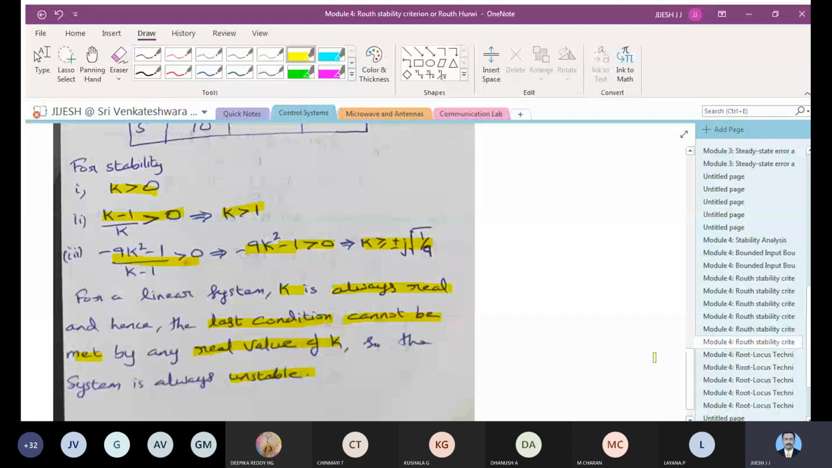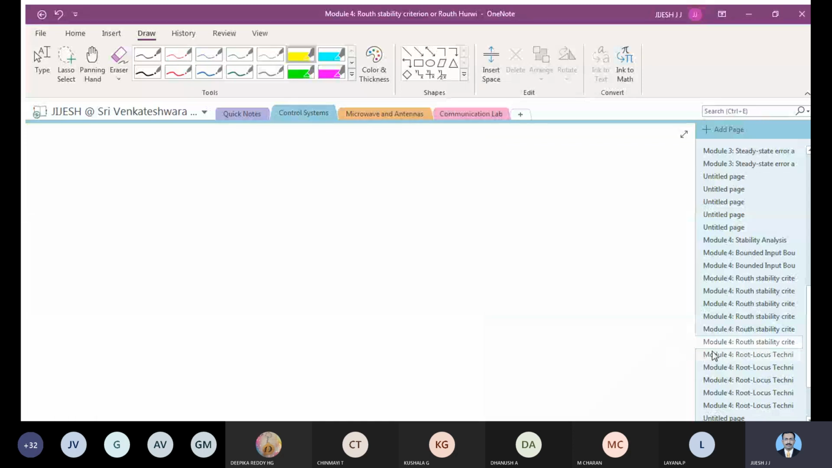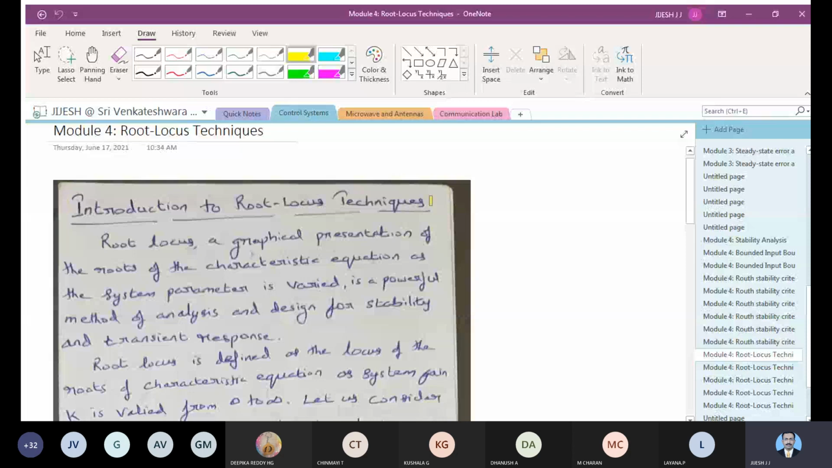So just note down this heading. We will be doing this in the next class, that is after the internal exam. This is quite interesting. Make sure that you come with graph sheets and all those things just after the internal exam. It will be helpful for you. So you can just write down: introduction to root locus techniques.